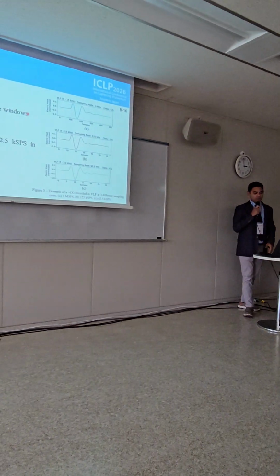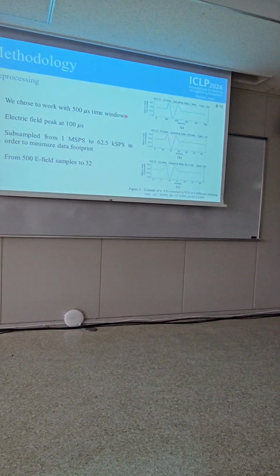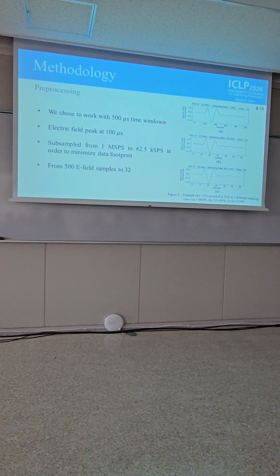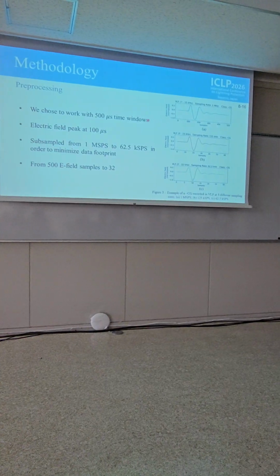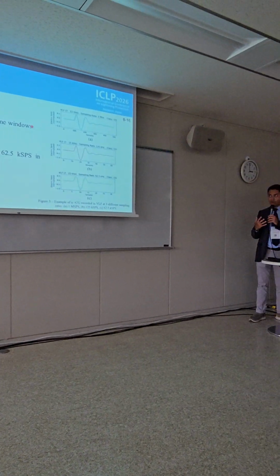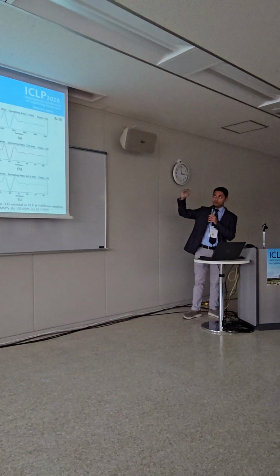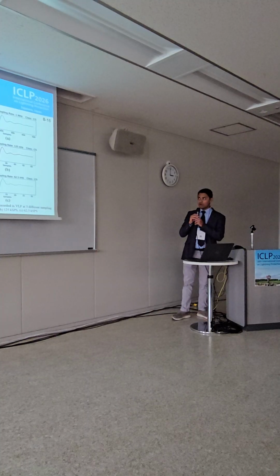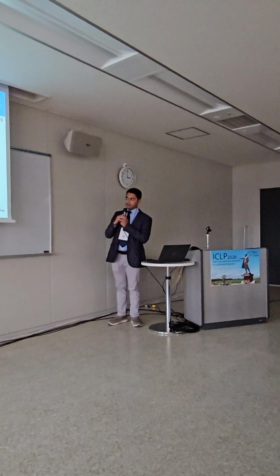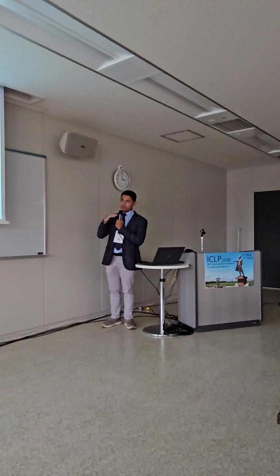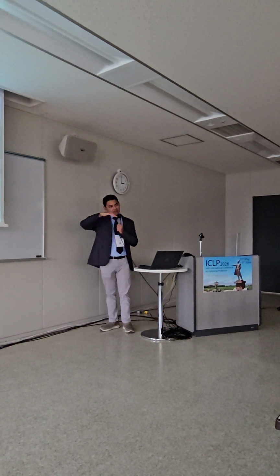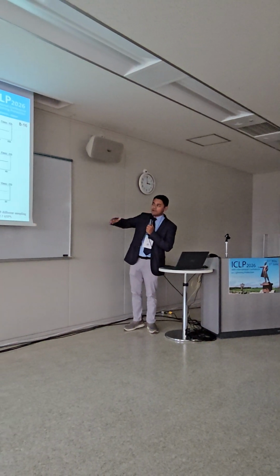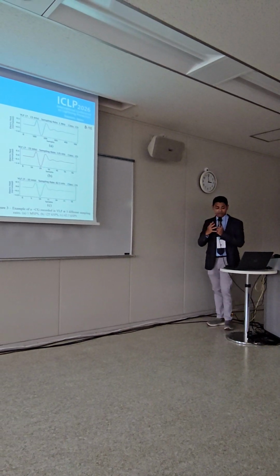One of the goals of this study is also to reduce the number of samples so we can feed the machine learning model with less data. So we reduce the sampling rate from 1 megahertz to 62.5 kilohertz. We can do that because we are working with VLF signals in which the upper limit frequency is 15 kilohertz. And we can see that we don't change much the wave shape of the electric field signal.